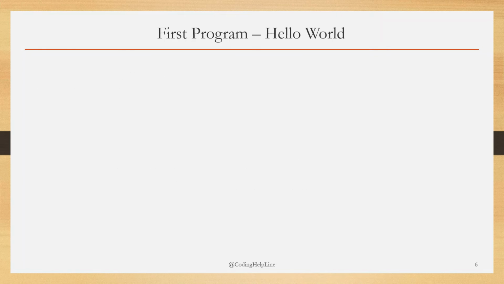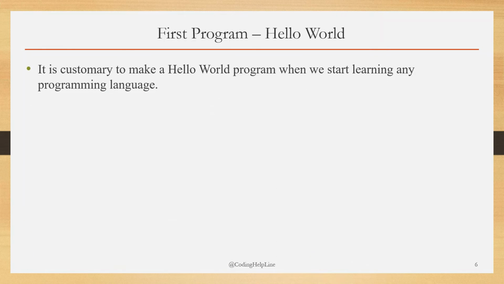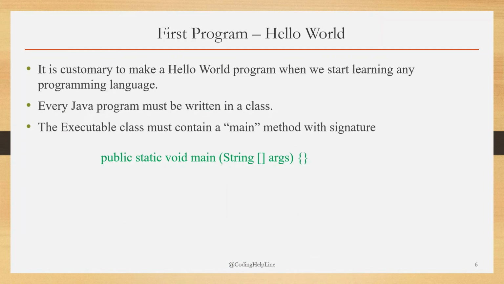So first program, Hello World. It is customary to make a Hello World program when we start learning any programming language. Every Java program must be written in a class. The executable class must contain a main method with the signature public static void main, String array of args. And we will talk about the components and anatomy of the first program.